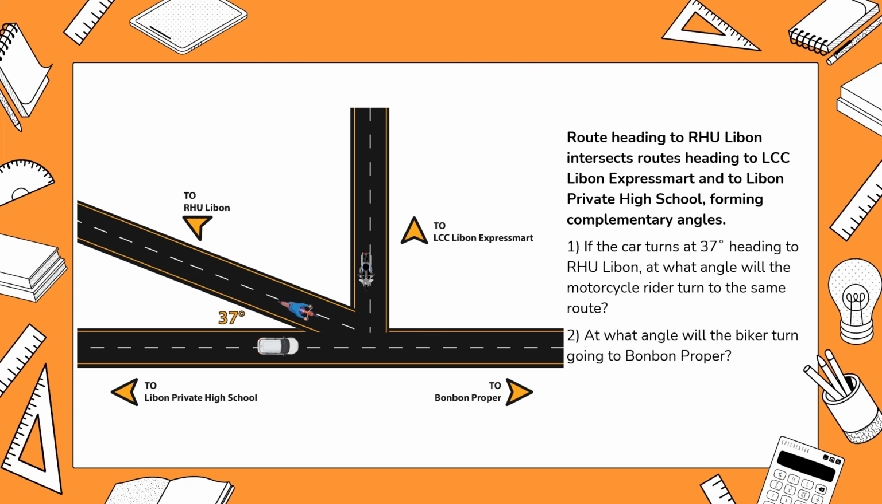180 minus 37. Anyone? 143. That is correct. 143 degrees will be the angle of turn of that bike going to Bonbon. 37 plus 143 is equal to 180. Okay, very good.